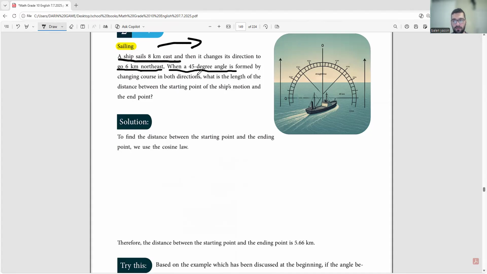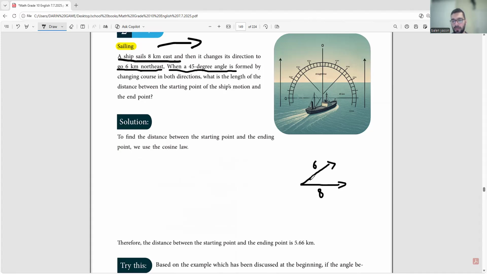I think this is a very common misconception. People think that this 45 degrees is like this. So basically, this is the false way. They go 8 kilometers to the right, like this, okay? And then from this point, they also go 6, like this.